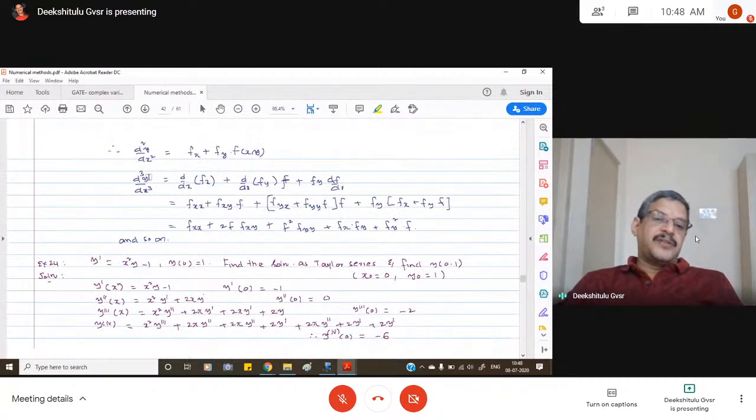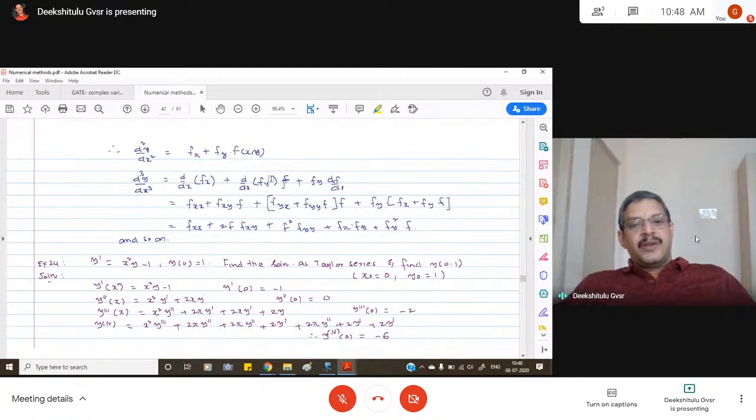Again, if you differentiate this, the derivative of this fx with respect to x, and this with respect to y, becomes d by dx of fx plus d by dx of fy into f, using the u into v formula: d fy into f plus fy into df by dx. This is the u into v formula that we apply. So this is again a function of x and y, so we have to write the total derivative, d by dx is the total derivative.